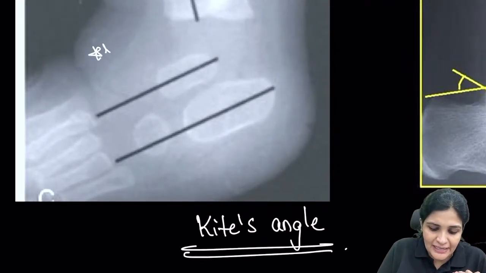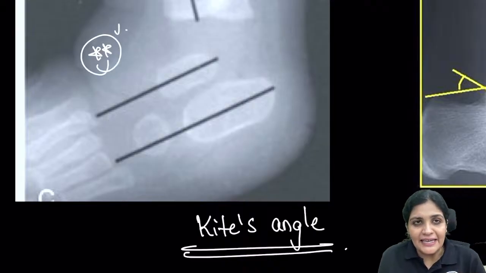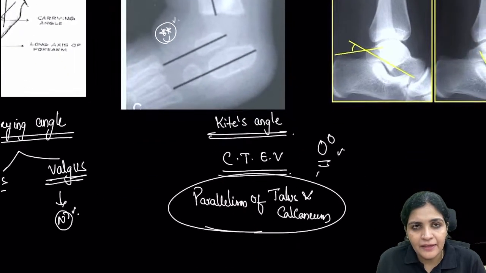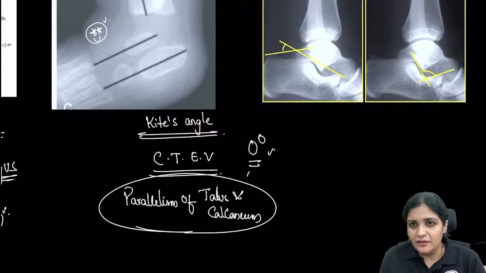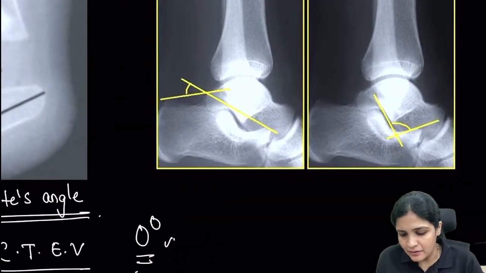This has been asked in the exam, very, very important. Ite's angle is seen in CTEV. Very good.